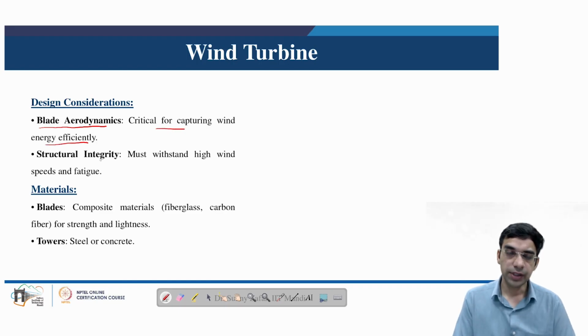Second and foremost is the structural integrity, because we know that wind conditions are not always pleasant. At times the wind conditions may become much more aggressive, in conditions of storm or hurricane. So the wind turbine blades must also withstand high wind speeds and fatigue which is induced by varying wind conditions, which include wind speed and direction.